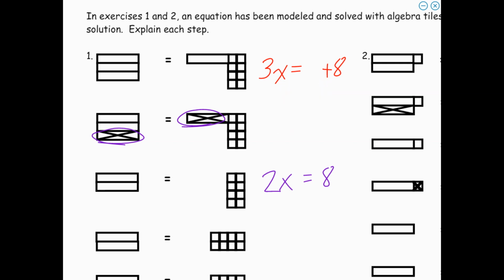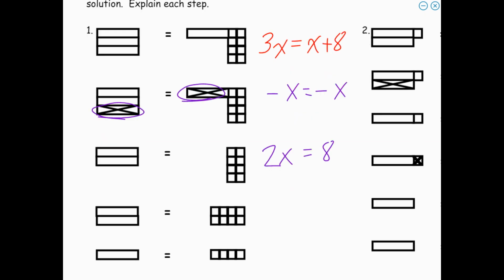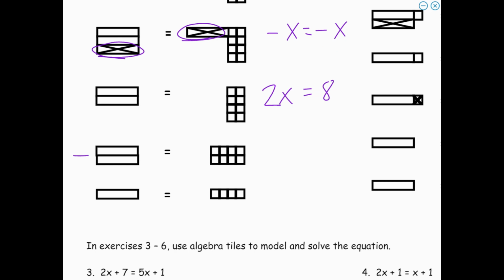I'm just trying to write this so that it's the steps on here. Take away an x on both sides, and then, so how do we show that we are grouping them? If they're written like this, we can just draw that line between them. X is 4. So we're dividing 2x by 2, and we're dividing 8 by 2, so we're dividing on both sides. And we get x equals 4.